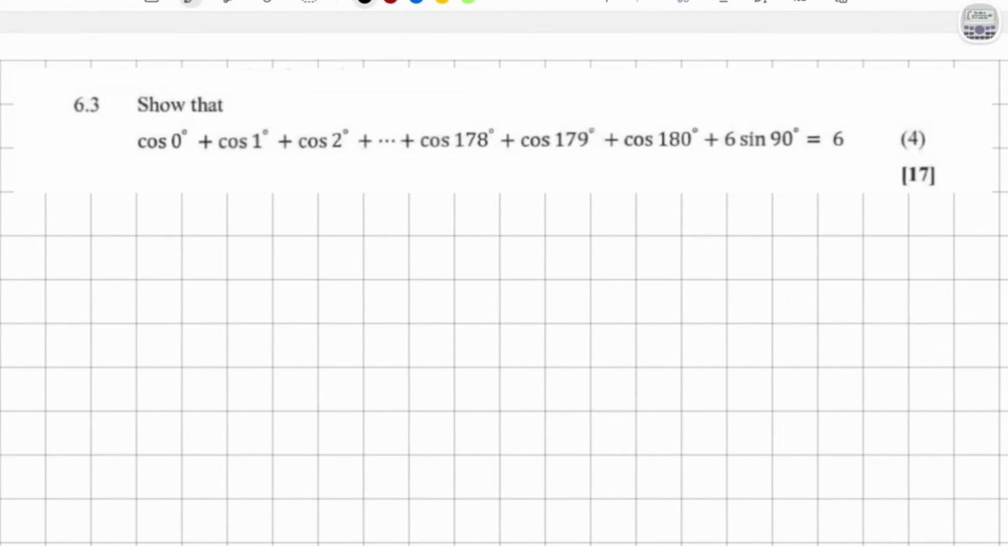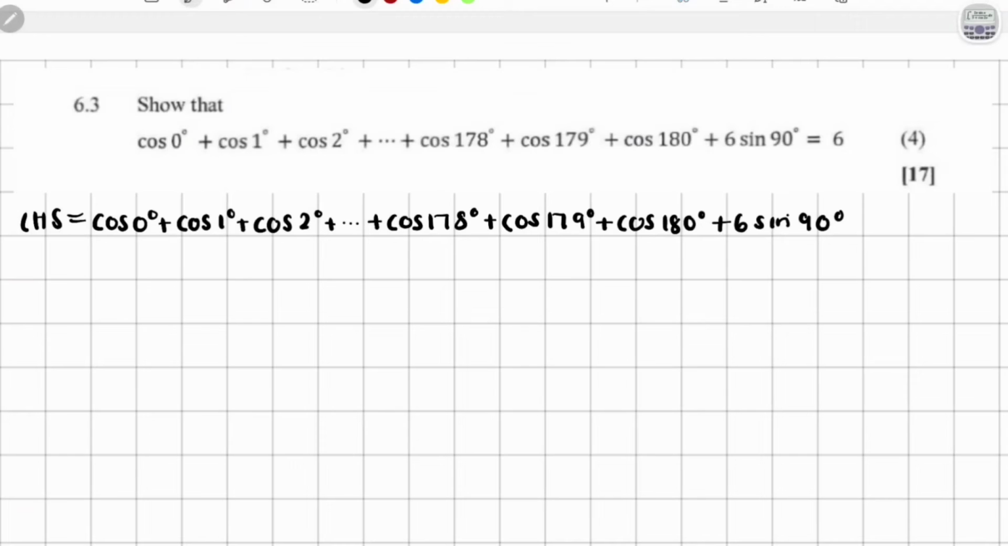Okay, so 6.3 says, show that cos of 0 plus cos 1 plus cos 2, and it keeps going to cos 178 all the way to cos 180 plus 6 sine of 90 degrees is equal to 6. Okay, so first of all, you see that the side that we are actually working on is the left-hand side. So I'll just start off by saying that I'm working with the left-hand side and rewrite it. Okay, and so this is all that we have here.